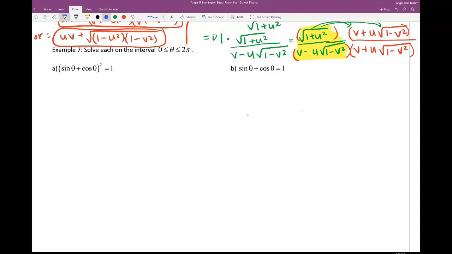Okay, so here we go. Example 7. Solve each on the interval of 0 to 2 pi inclusive. Keep that in mind, because it's including 0 and 2 pi, so you can have both. Your book, though, might have a different set of directions. If it says, like, solve from 0 to 2 pi, not including 2 pi, then you can't have 2 pi. Let's review a little bit from Algebra 1.